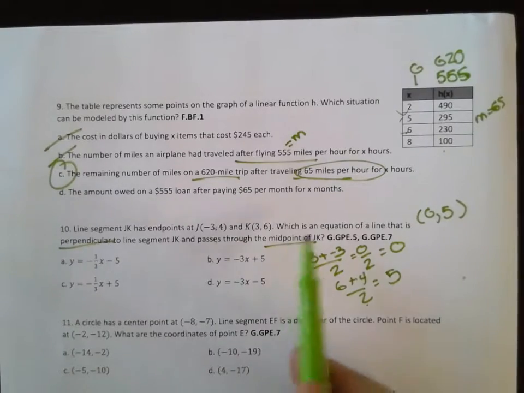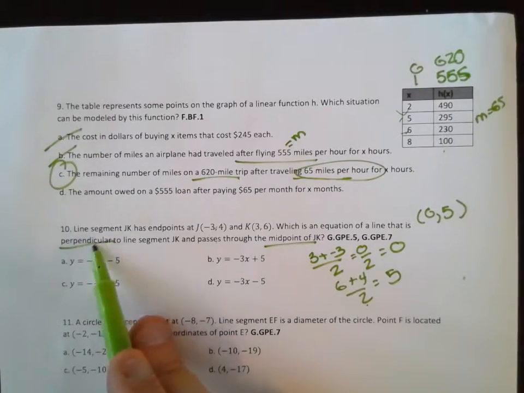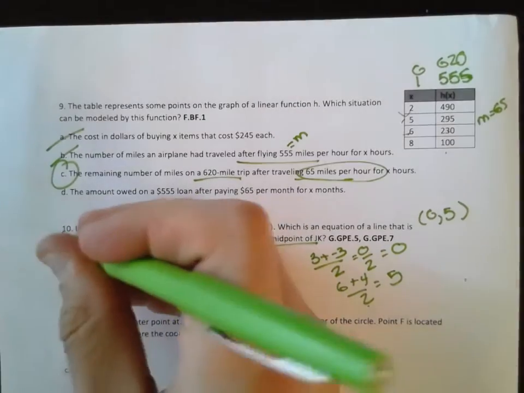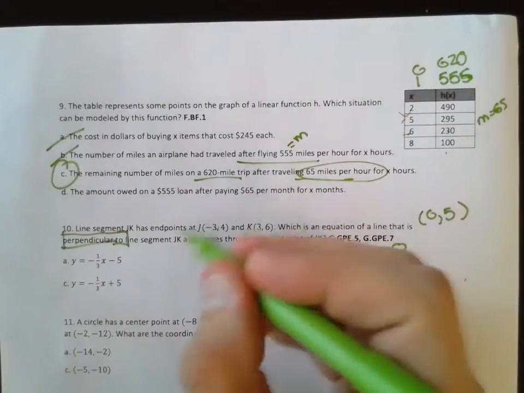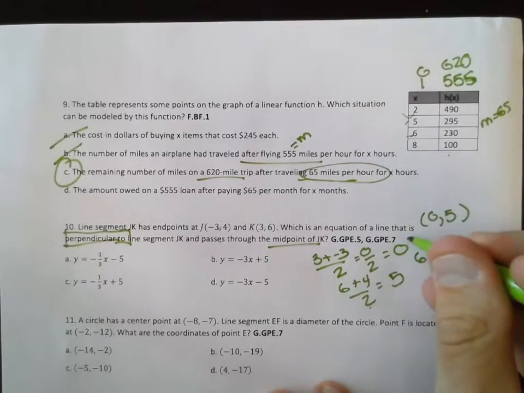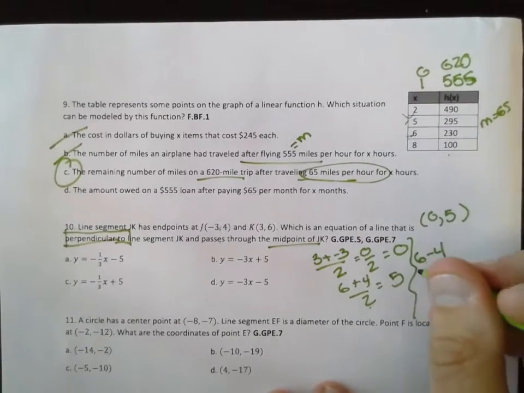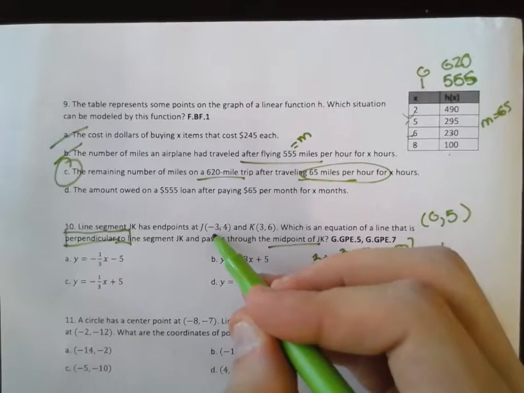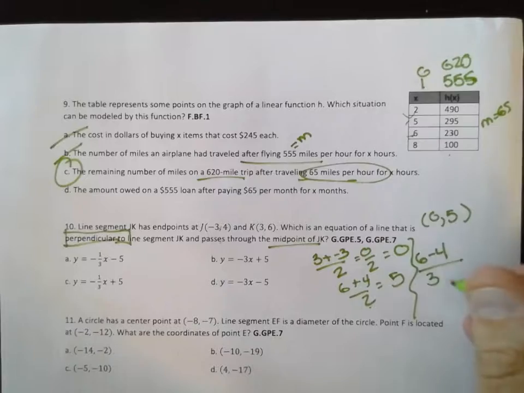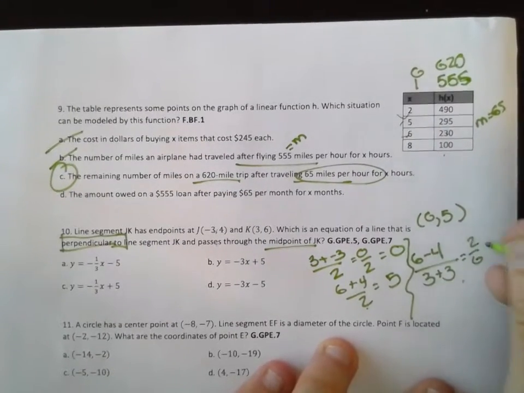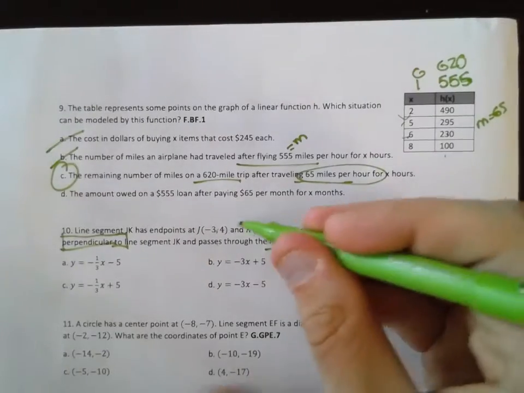Now, it also says it's perpendicular. That means I also need the slope. So if I find the slope of this line segment, it's going to be 6 minus 4 over 3 minus -3. 3 minus -3 is 3 plus 3. 6 minus 4 is 2 over 6, that's 1/3. So this slope is 1/3.